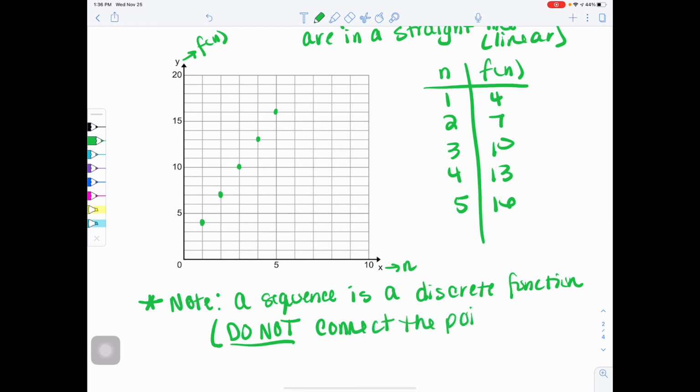Now think about that. We connect points when there's values in between. If this is a sequence, there are no values between 1, 4, and 2, 7. So they are just isolated points that we plot as coordinates only and we do not connect.